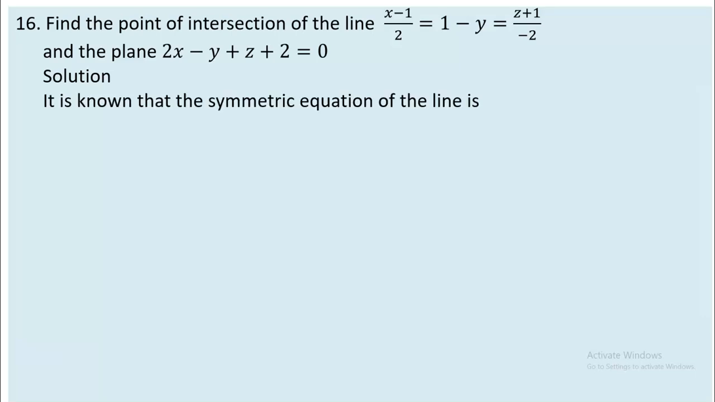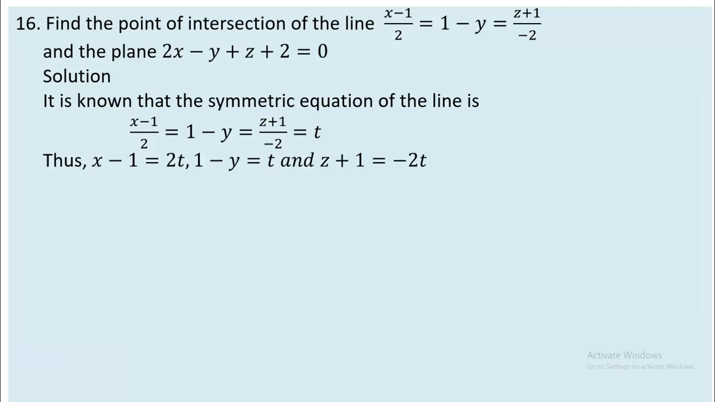It is known that the given equation is the symmetric equation of the line. So we can set this equal to t: (x minus 1) over 2 equals 1 minus y equals (z plus 1) over minus 2 equals t, as we did before. When we take each fraction, (x minus 1) over 2 is equal to t. Multiply by 2, so x minus 1 equals 2t. 1 minus y equals t follows. And finally, z plus 1 equals minus 2t.